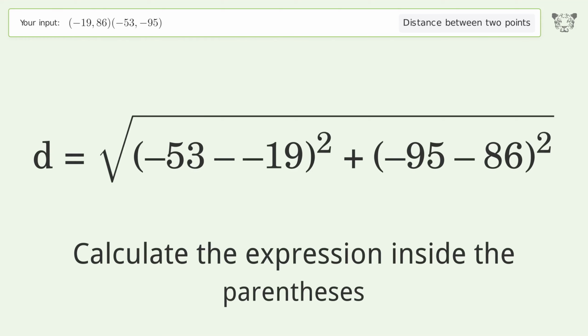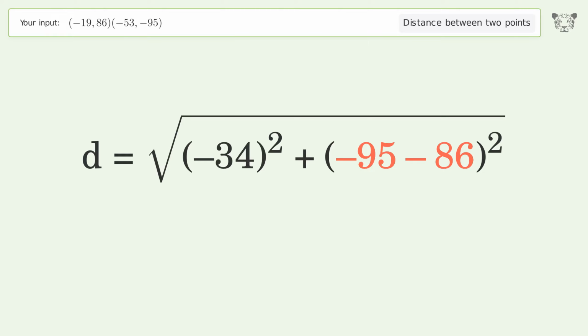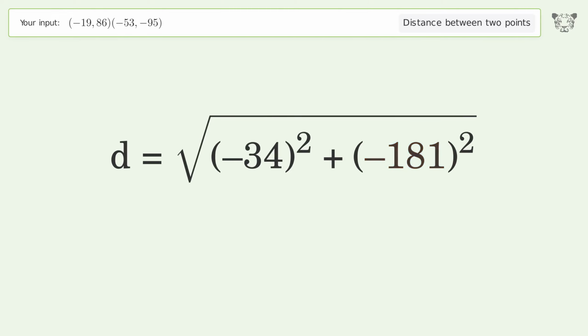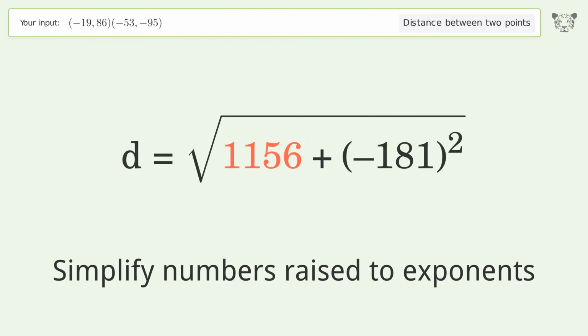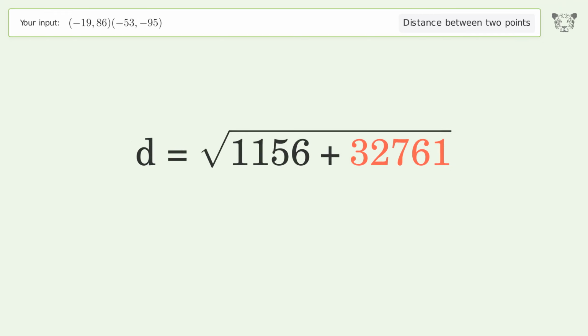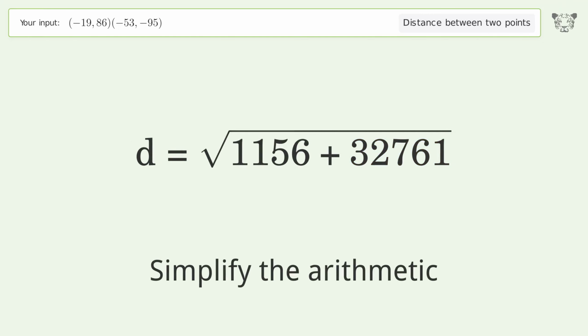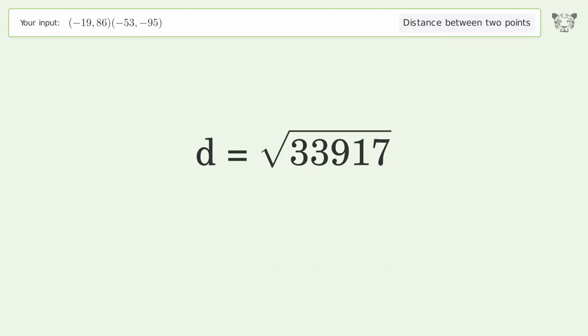Calculate the expression inside the parentheses. Simplify numbers raised to exponents. Simplify the arithmetic. And so the distance between the 2 points is the square root of 33,917, or 184.166.